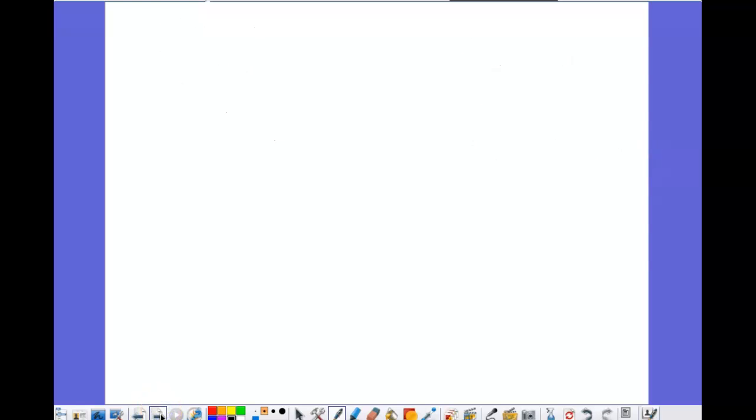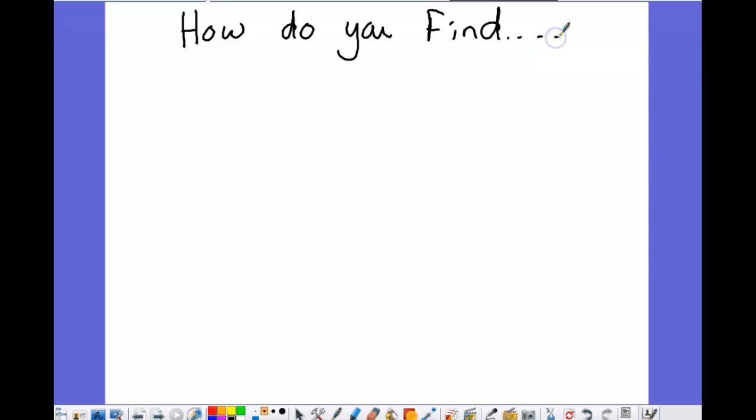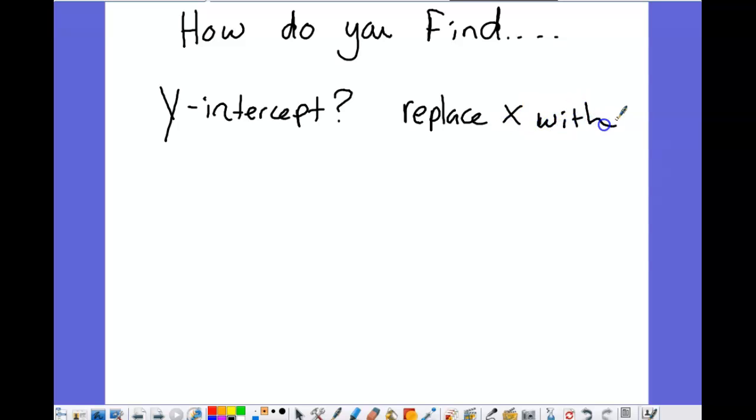Now let's review for a quick second here. How do you find the y-intercept? You would replace the x and... That's right. Or can we just plug 0 in for x? Yeah, it's the same thing. Okay. Let me find the x-intercept. That's right.